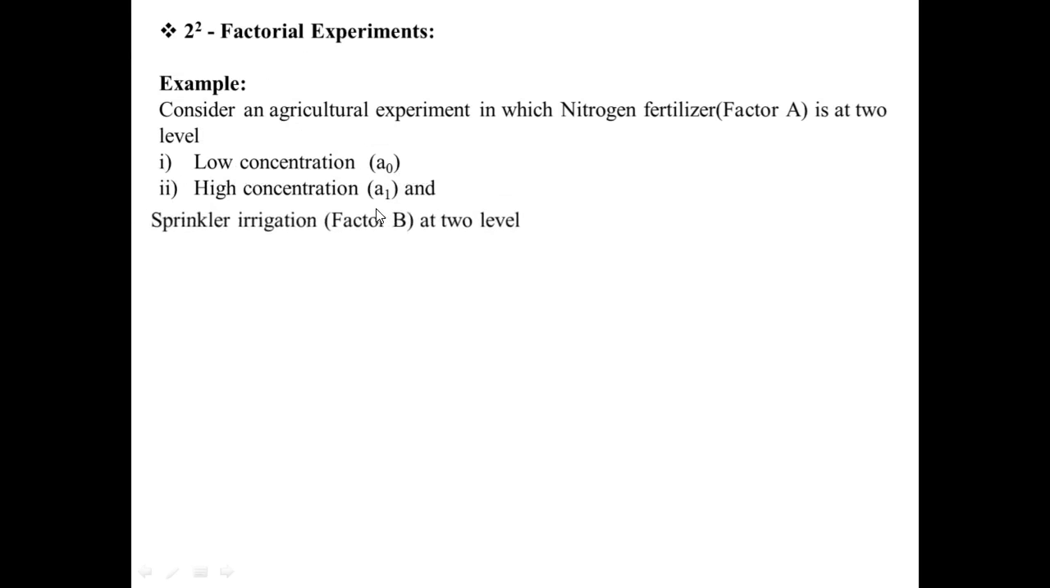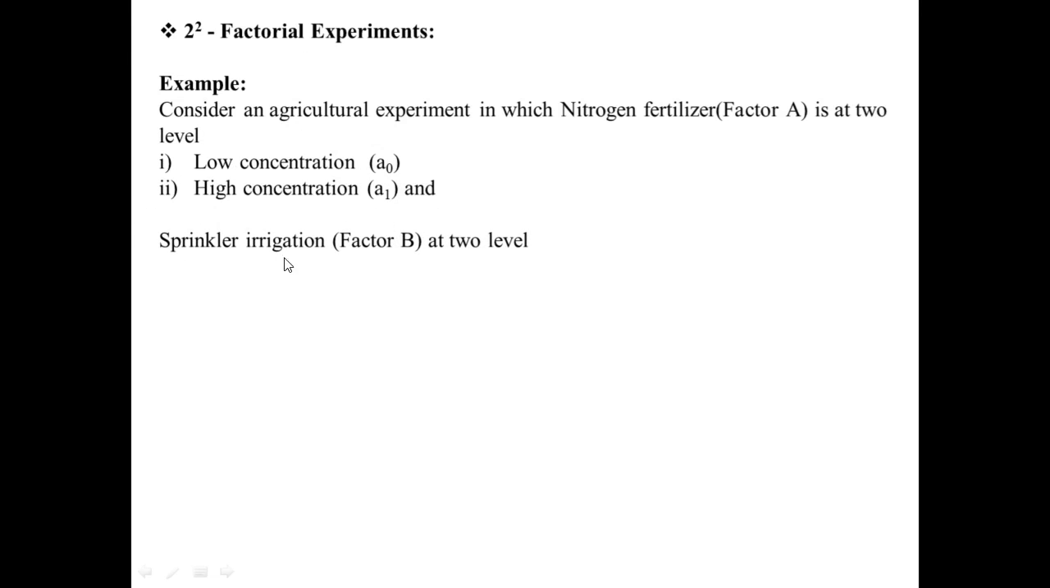And suppose we consider another factor, that is sprinkler irrigation, that is our factor B. Here we consider factor B, sprinkler irrigation, at 2 levels. Suppose for factor B, our first level is low speed of sprinkler, and this low speed is denoted by B0, and the second level is high speed of sprinkler irrigation. We denote this second level by B1.